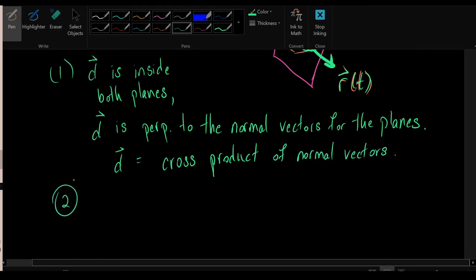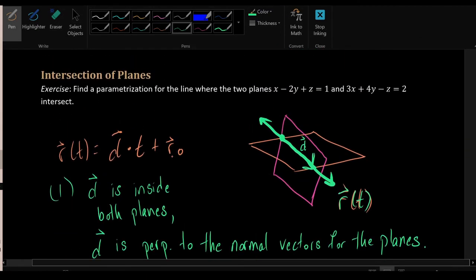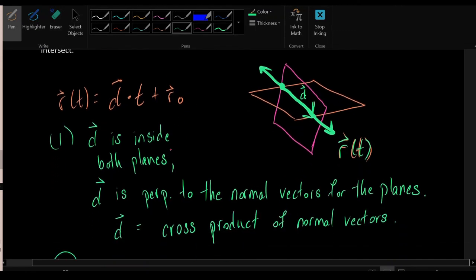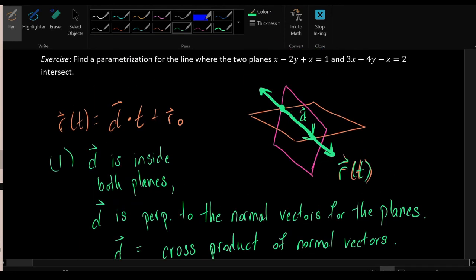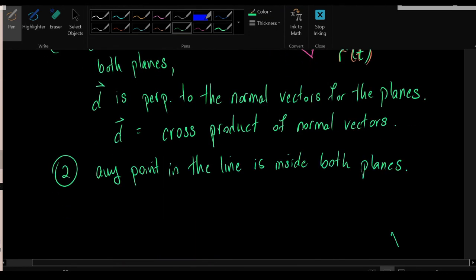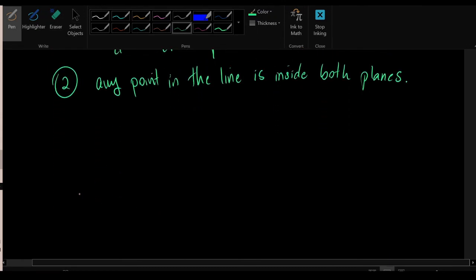The second thing that we're going to need to fill in the blanks of this formula is a vector r0, which points to a point inside the line. But any point inside the line must be inside both of the two planes. So it has to make both equations true at the same time. So to find a point that makes two equations true at the same time, we can solve a system of equations.